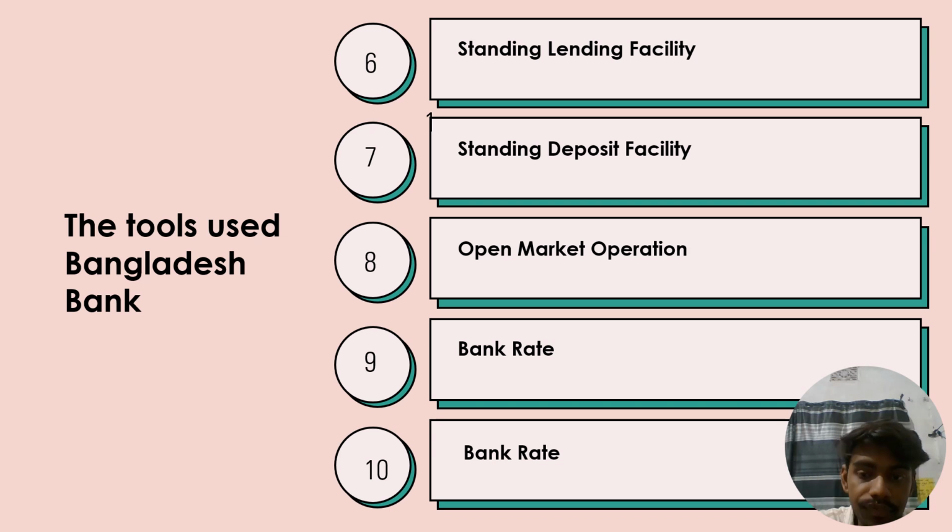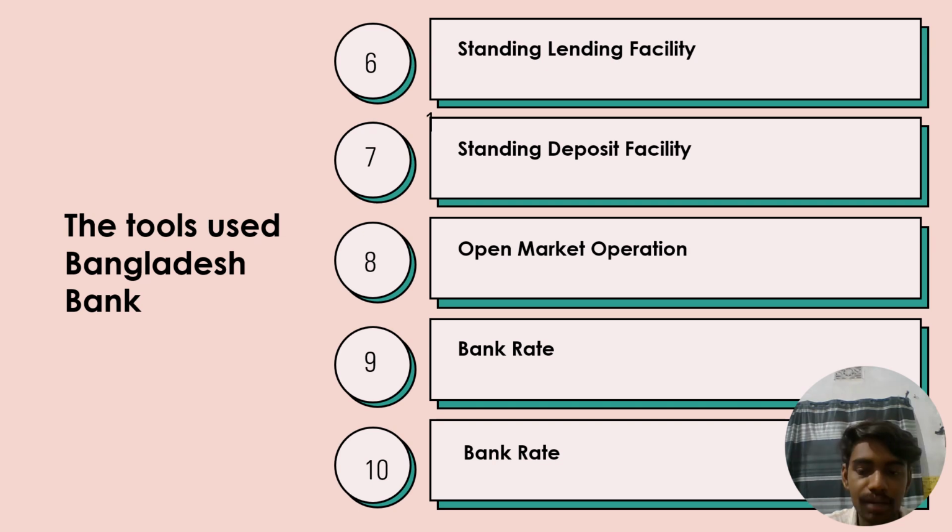Last of all is the foreign exchange intervention, buying and selling foreign currency to stabilize the exchange rate and control money supply. All of these tools are used to control liquidity, credit and inflation, keeping the economy stable.